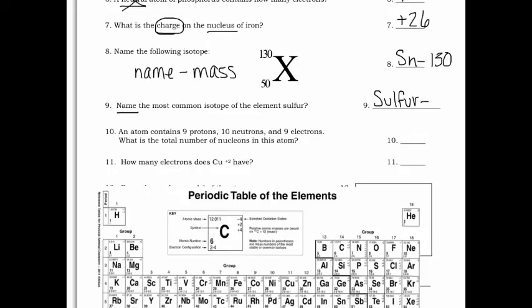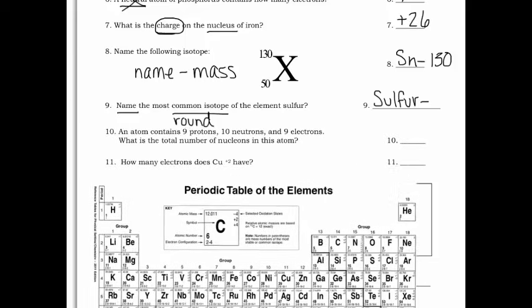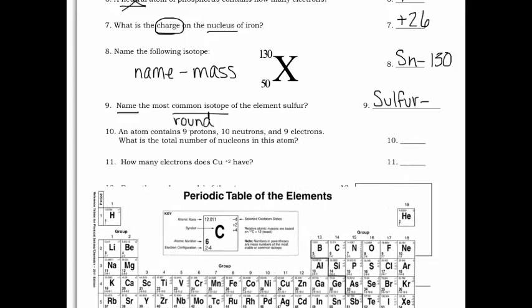The most common isotope would be the mass from the periodic table rounded to a whole number. So let's find sulfur. Here's sulfur here. Here's its mass, 32.065. And when I look at my tenths place, that tells me I just need to leave that number alone. So it's going to be sulfur 32.